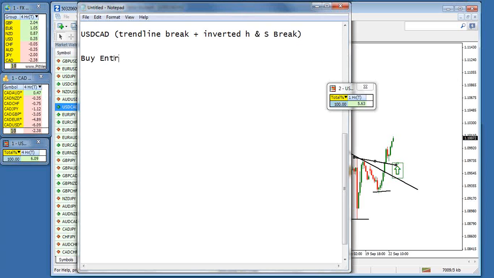For the buy entry right now, it's already given a valid buy entry, so you would be buying at the market, which right now is at 1.10073. It's already given a valid buy signal.